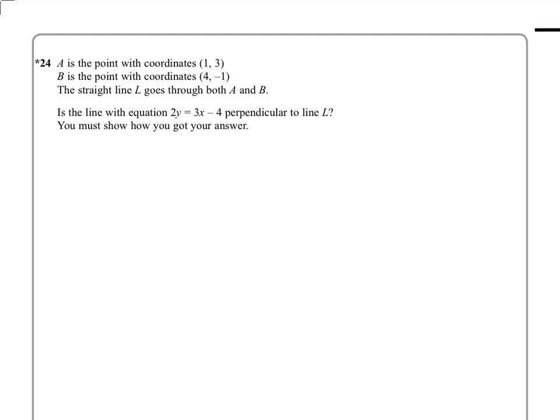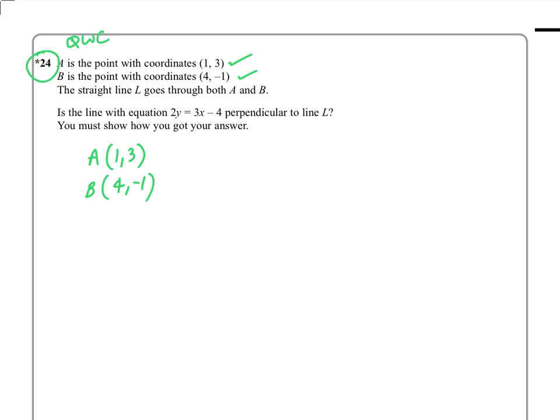Now this question is a quality of written communication question again, and it says A is the point with coordinates 1, 3, and B is the coordinates 4, minus 1. And it says the straight line L goes through both A and B. Well, the first thing I would do is to work out what the actual line is, L.